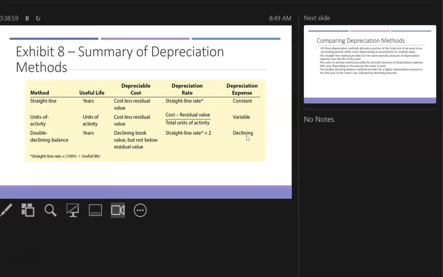Straight line is easy. Units of activity really is easy too. It's going to vary based on the number of miles or the number of hours, but it's straightforward. The double declining, students can have a tough time with, but as long as you get the concept that the adjusted book value gets adjusted at the end of each year, and so that double declining percent we take is only based on that new adjusted book value at the end of each year. Okay?